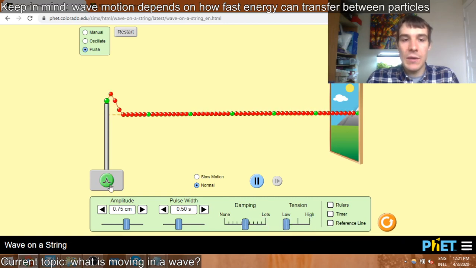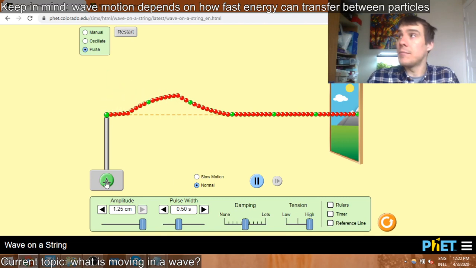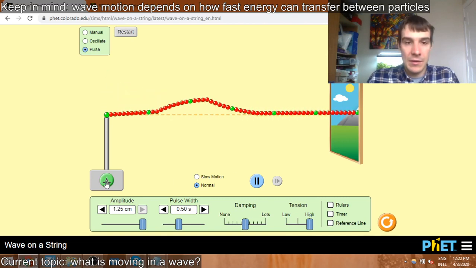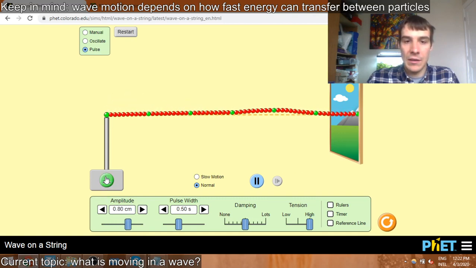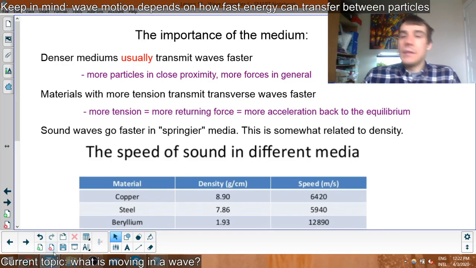We can see at the low amplitude, right? This goes away pretty quickly. The high amplitude at the high tension, it goes faster. We can also change the amplitude here. I can make it a bigger pulse or a smaller pulse, but it doesn't change the speed. Yeah, so that's the medium.